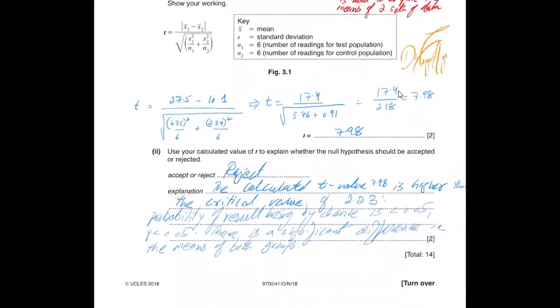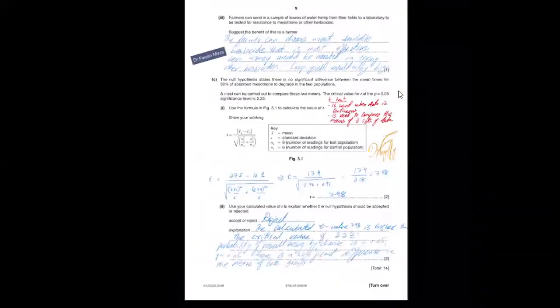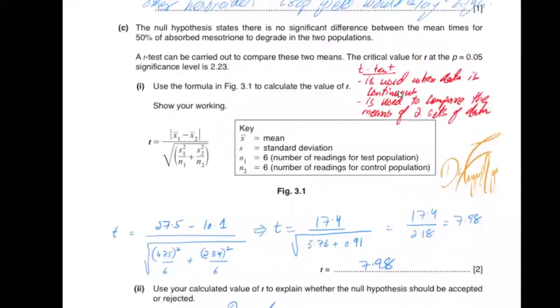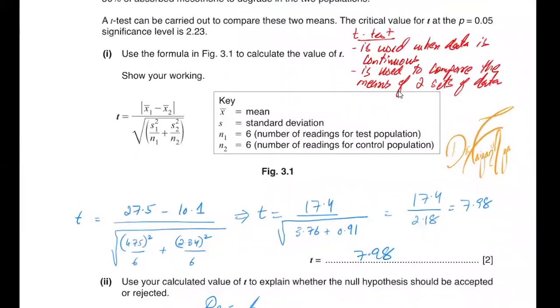The explanation would be that the calculated t-value is higher than the critical value of 2.23. The probability of the result being by chance is less than 0.05. There is a significant difference in the means of the two groups of data shown to you. This p less than 0.05 represents a 1 in 20 chance of error, or you can say 95% confidence or 5% chance of error. This is quite similar to what we do in chi-squared as well. In the chi-squared test, we calculate the chi-squared value and compare it against a critical value.